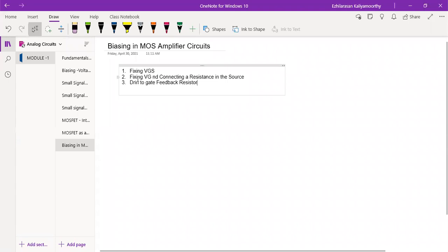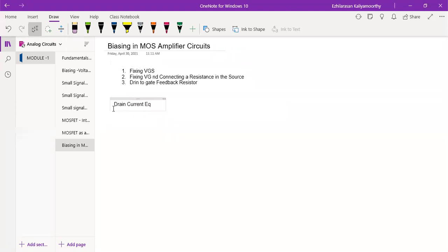But before studying the biasing techniques, we need to know the drain current equations. The drain current equation we must know, because if you know this, then only we can operate all these things. So let me show the drain current equation, to ensure the operation in the saturation region for all expected input signal levels. First, I will show it for the linear region.